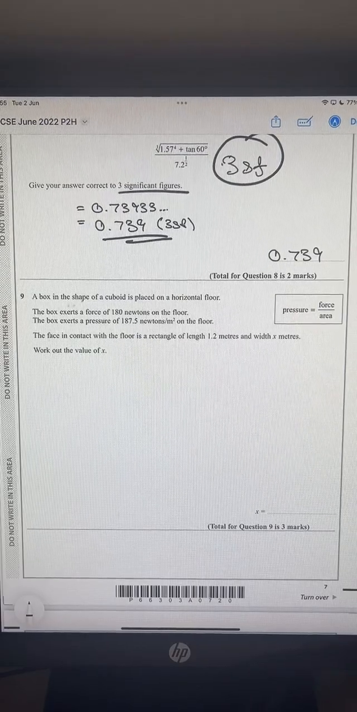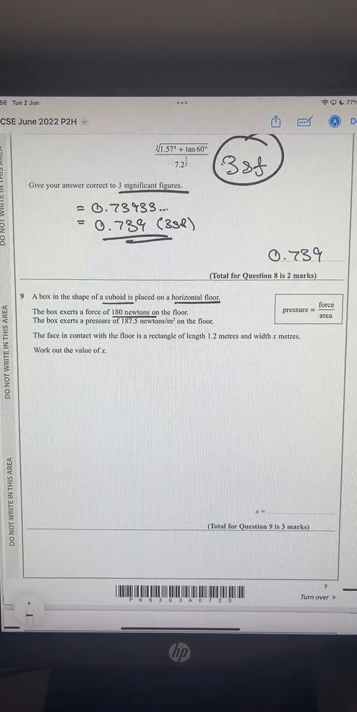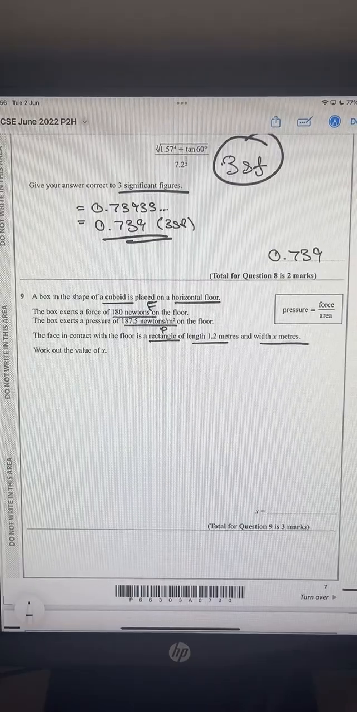So reading the question, a box in the shape of a cuboid is placed on a floor. How thrilling. The box exerts a force of 180 newtons. So what I do is I write the symbol representing that value near the number, F. The box exerts a pressure of 187.5 newtons per meter squared on the floor, so that's my symbol P. The face in contact with the floor is a rectangle of length 1.2 meters and width x meters.